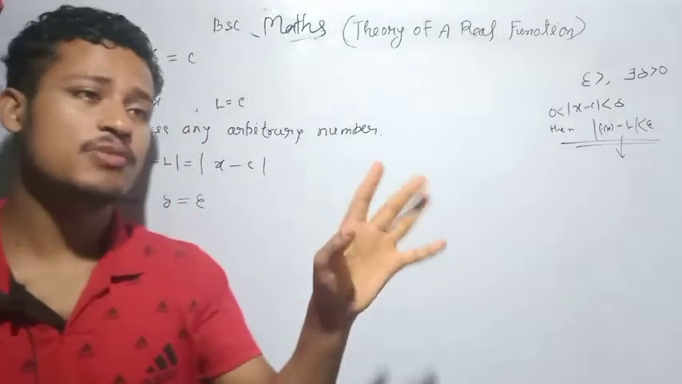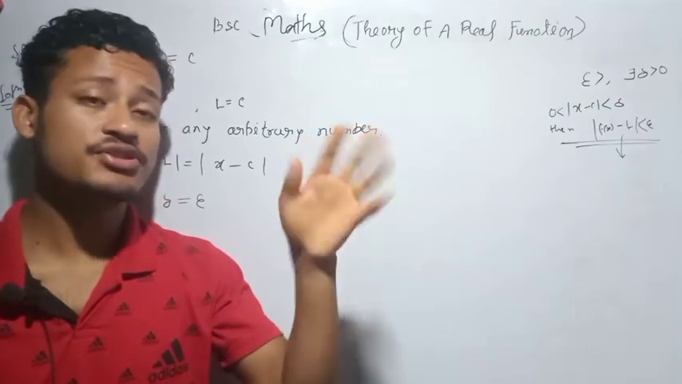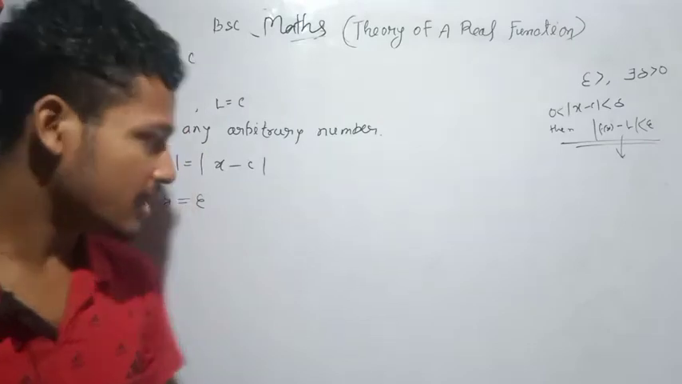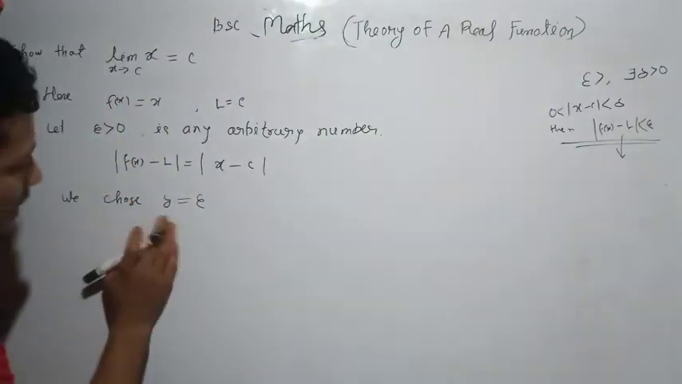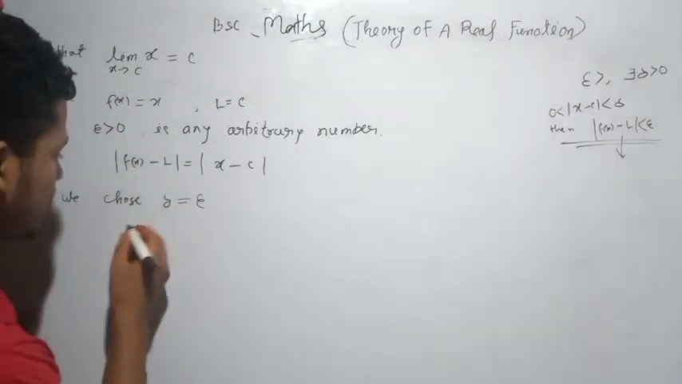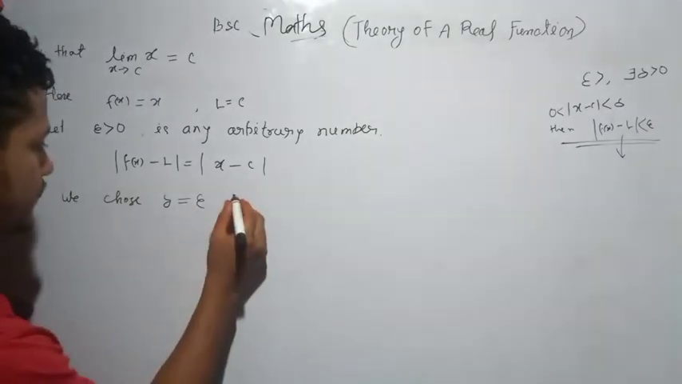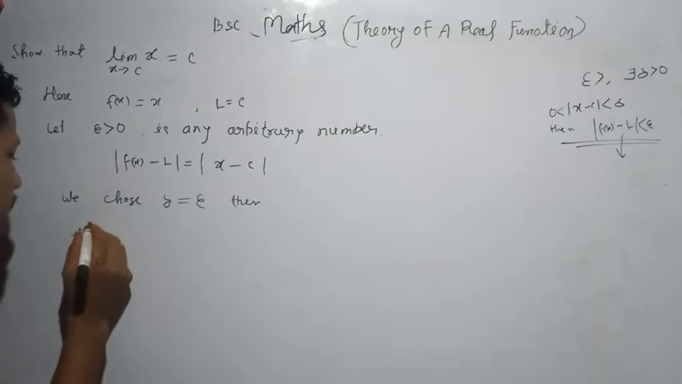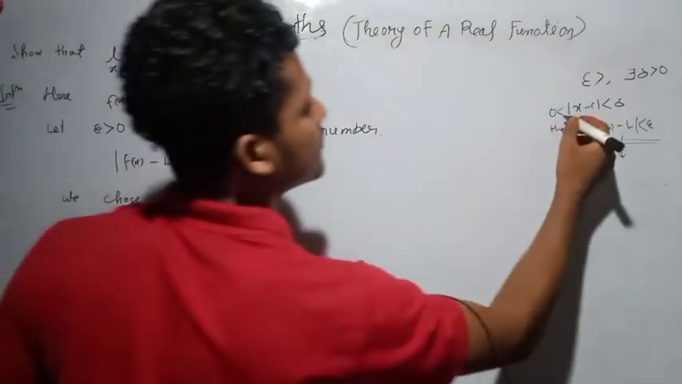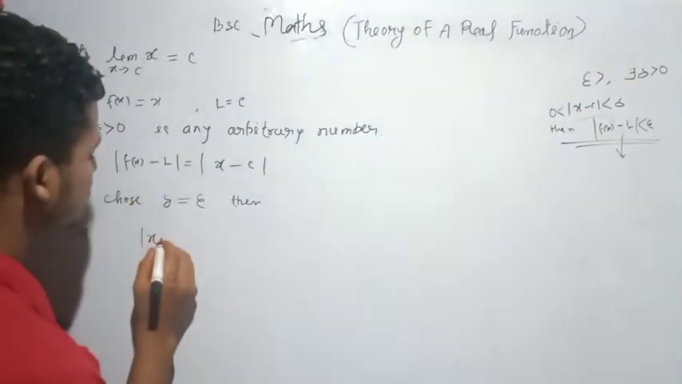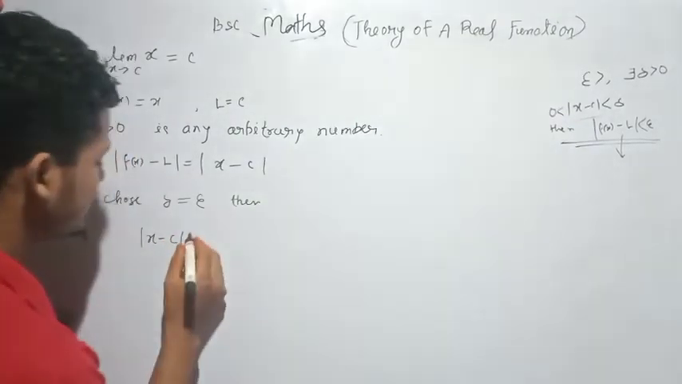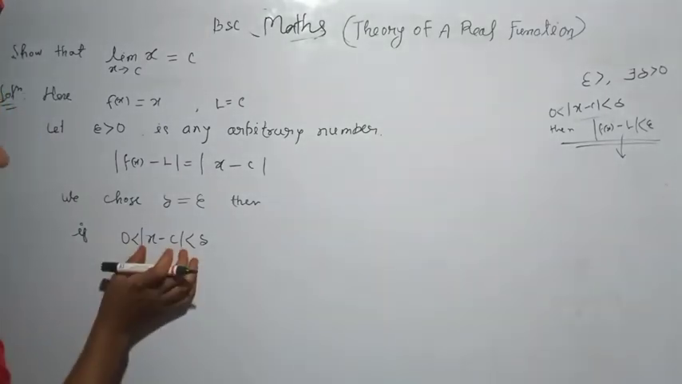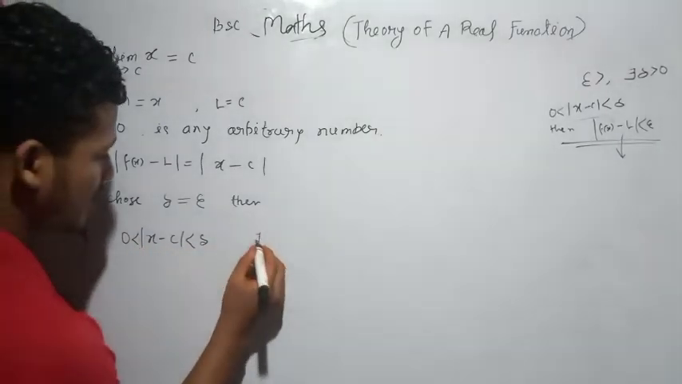If epsilon is equal to 0.0001, then delta is also 0.0001. Like that, we choose delta equal to epsilon. Then if modulus of x minus c is less than delta and greater than 0, if this condition holds, then what happens?